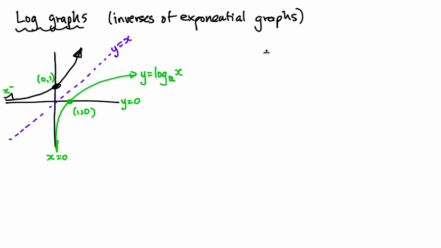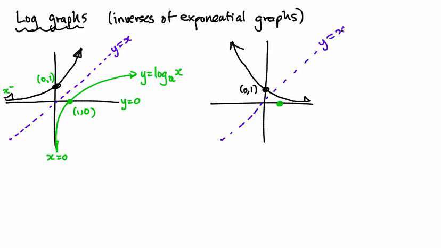Now, if your original graph didn't increase, if instead it was like a half-life graph and it came down this way, it would still go through the point 0, 1. And the inverse over the line y equals x would still go through the point 1, 0. Now the asymptote goes closer and closer and closer as you go into x positive, so the asymptote goes closer and closer and closer as you go into y positives, and then this one would go this direction. So we've got one log graph if a is greater than 1, and we've got a different log graph if a is got to be bigger than 0, and in this case less than 1.